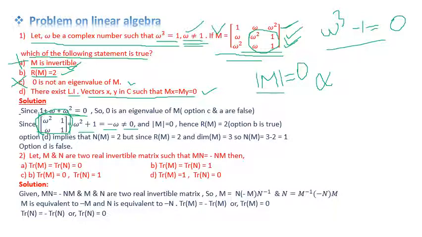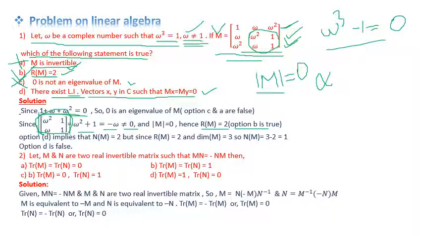Therefore the rank of this matrix M must be 2, right? Since 0 is an eigenvalue, the rank must be less than 3, and since there exists a non-zero 2 by 2 matrix whose determinant is not equal to 0, the rank of the matrix M must be 2. Therefore option B is true. So here the correct option will be this, right? And you may verify that option D will be the wrong option.